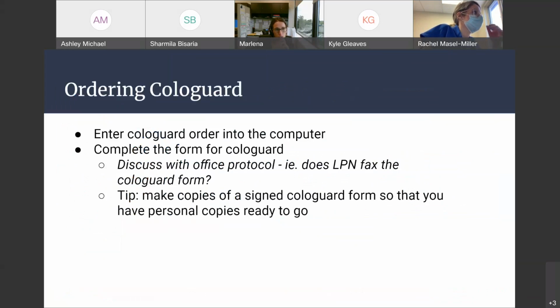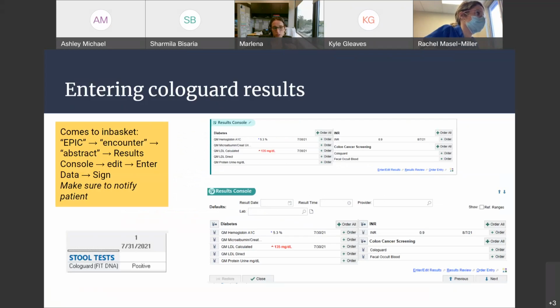So entering Cologuard in the chart, if you guys haven't done this, essentially you order Cologuard and then your office should have a form to sign. And then my office protocol is I already have some pre-signed forms, which makes it a lot easier. I give them to my LPN and fax them out, and then the patient gets them to their house. The tricky part is you're going to get results in your Cologuard under media, that they're positive or negative, and you have to learn how to enter them in if you haven't already.